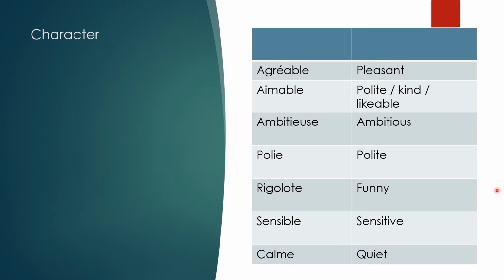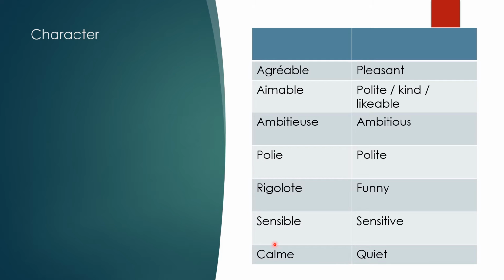How do we say pleasant? Agréable. So it's the first one here, agréable. Polite, kind, or likable is aimable. Here we are, aimable. And then ambitious is ambitieuse. All right, there we have ambitious, and it's ending in an E-U-S-E because the noun we are describing, which is the woman, is feminine. Polite, poli, we have added an E to poli to make it feminine. Then rigolote, describing a funny woman. Elle est rigolote. All right, the masculine will be rigolo, ending in an O.